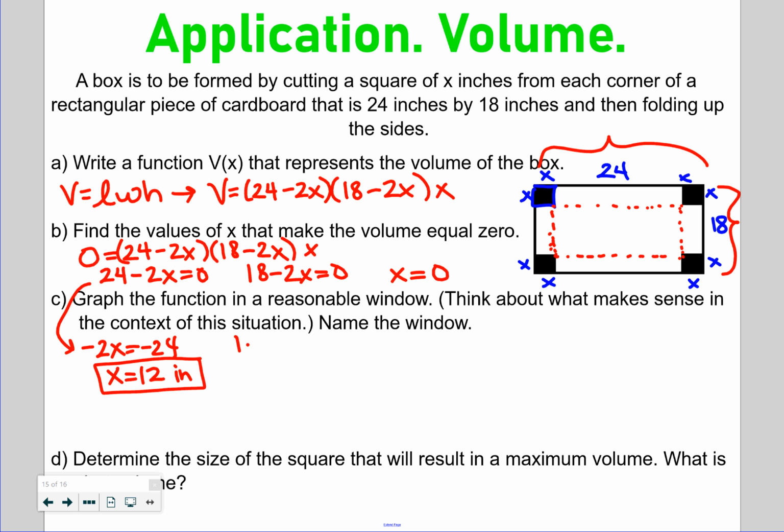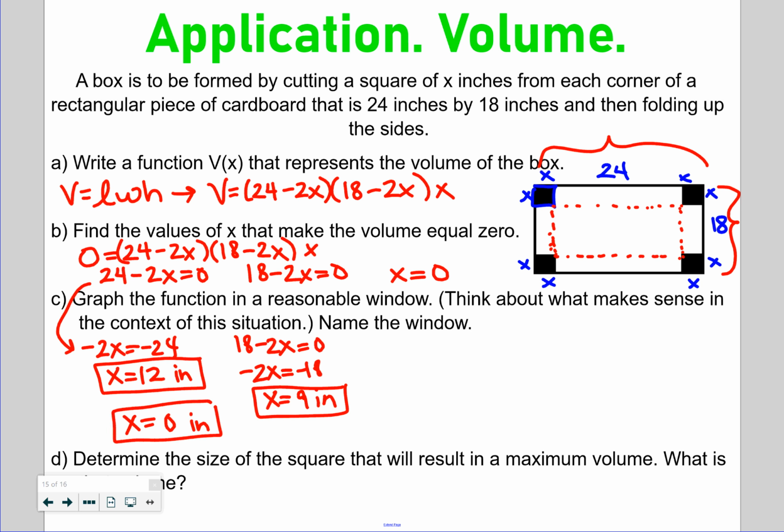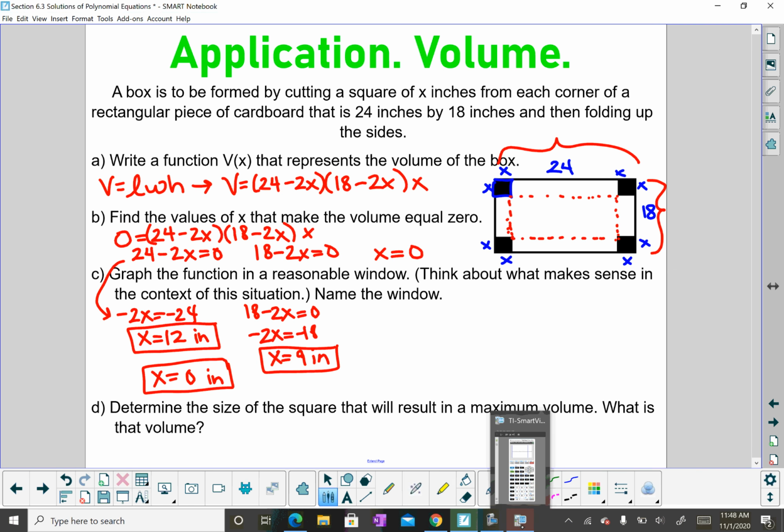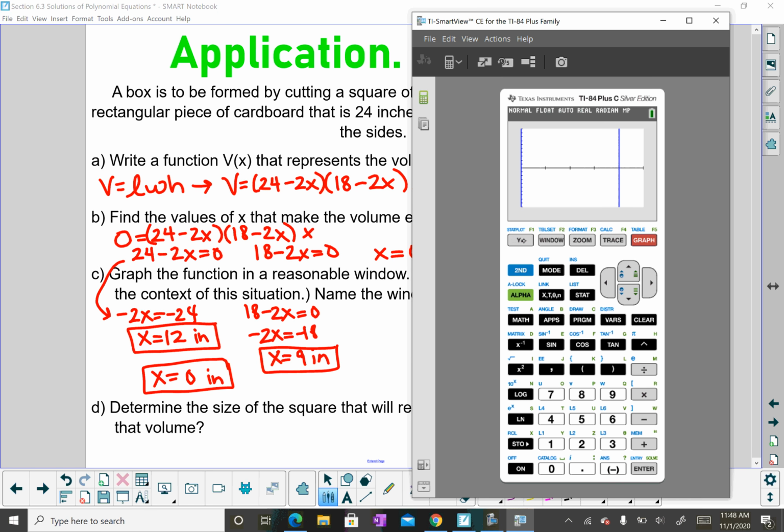In the next one, 18 minus 2x equals 0. Subtract 18 and divide by -2, 9 inches. And then finally in that last one, x is 0 inches. So if I cut out a square of size 12 or 9 or 0, technically, that would make this volume equal to 0. So it says graph this function in a reasonable window. Think about what makes sense in the context of this situation. So let's go ahead and graph it, and we're just going to find that reasonable window.